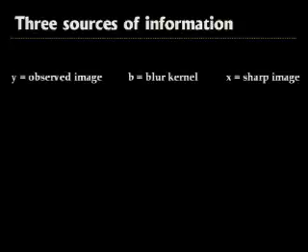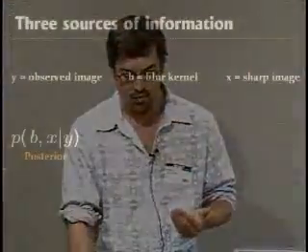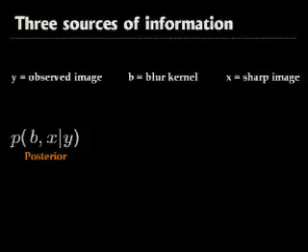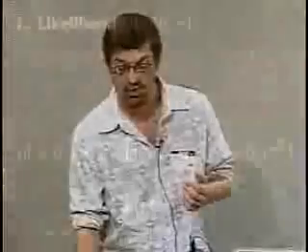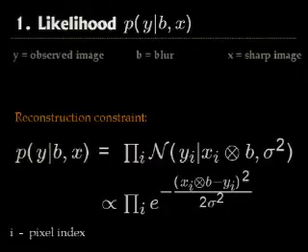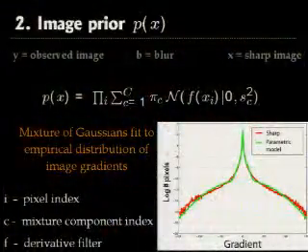So just formally, we observe an image y. We have an unknown kernel B, unknown sharp image x. We want to describe the posterior distribution over these unknowns. It's the product of a likelihood term, an image prior, and a blur prior. The likelihood term we use is a simple Gaussian noise model, which is essentially a Gaussian penalty on the difference. It's basically just a data fitting term, measuring how well the pair B and X fit the data.